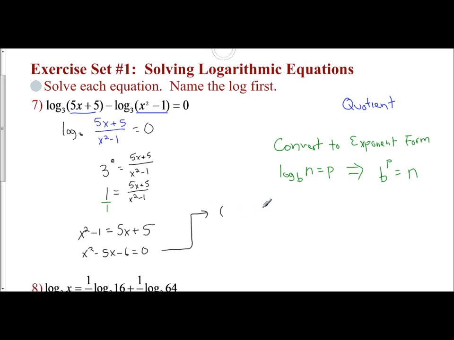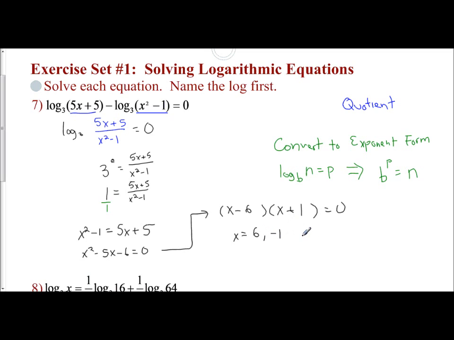So to solve this, I'm going to factor. I want numbers that multiply to give me negative 6 and add to give me negative 5. So that's x minus 6 and x plus 1. So to solve, x minus 6 equals 0, so x is 6. x plus 1 equals 0, x is negative 1.